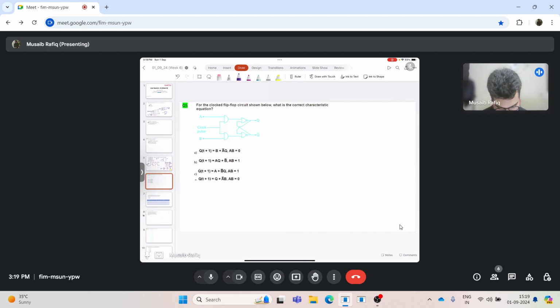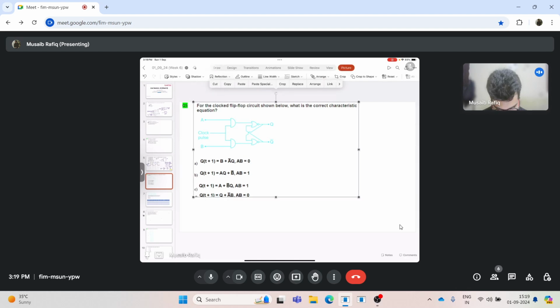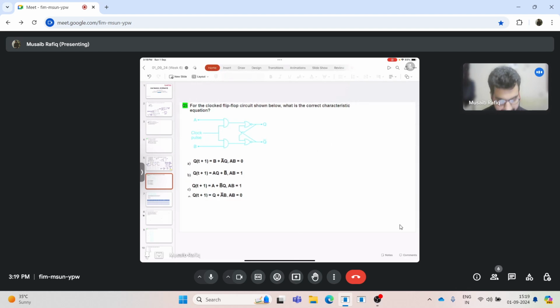So the question reads as, for the clocked flip-flop circuit shown below, what is the correct characteristic equation? So the flip-flop circuit is given below. You need to figure out what will be the correct characteristic equation, right? So it should not take more than 3 to 4 minutes. Then I'll show the solution.